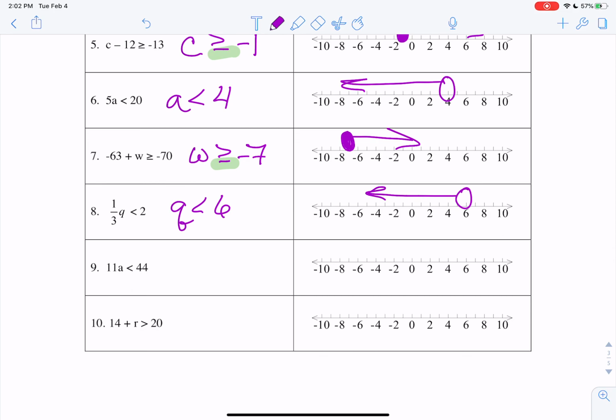For 9, you should have gotten A is less than 4. Put my bubble on 4. There is no equal sign, so my bubble stays open. A is all the numbers smaller than 4, so my arrow goes to the left. And last but not least, 10. You should have gotten R is greater than 6. Put my bubble on 6. There is no equal sign, so the bubble stays open. R is all the numbers bigger than 6, so I'm going to point my arrow to the right in the direction of all the numbers bigger than 6.